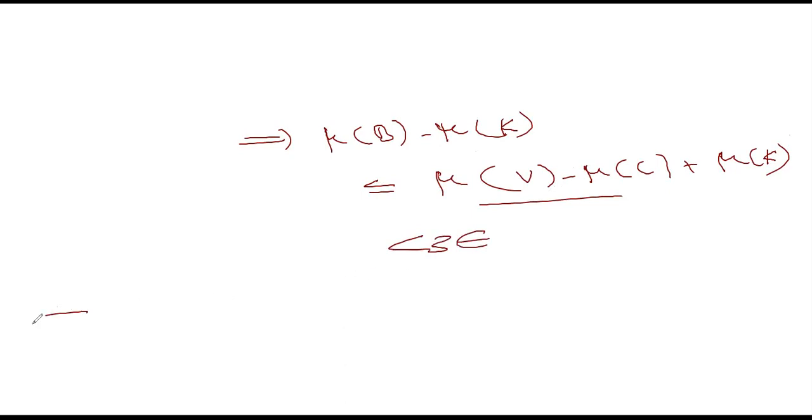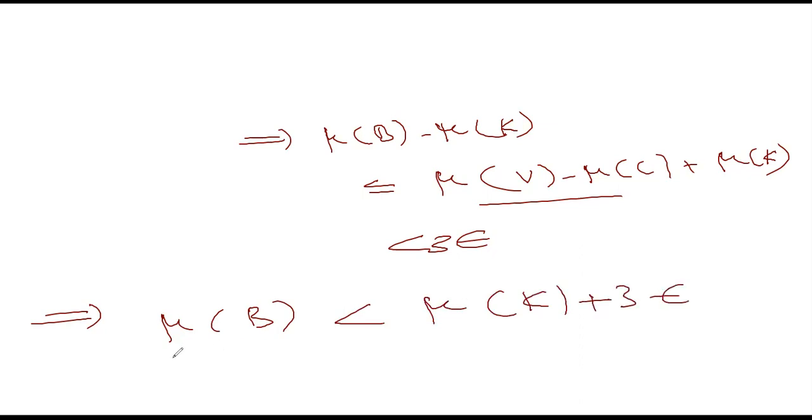So that means mu of B is less than mu of K plus 3 epsilon, or you can say mu of B minus 3 epsilon is less than mu of K. So for every positive epsilon, I can find a compact set K such that K is a subset of B, and mu of B minus 3 epsilon is less than mu of K.